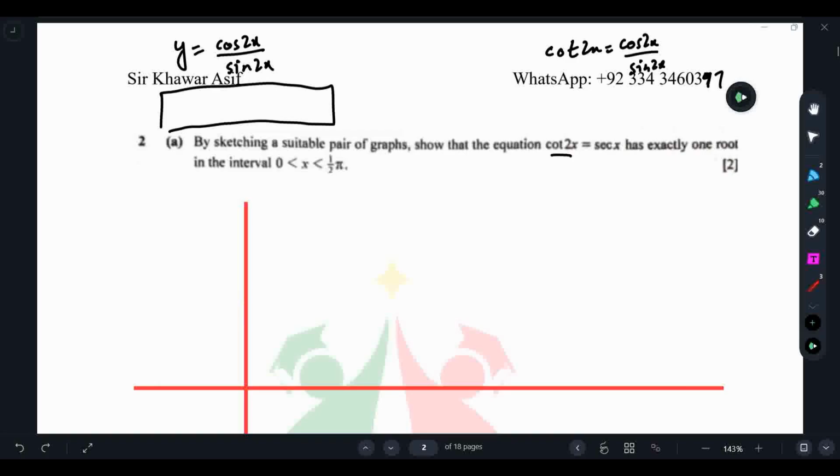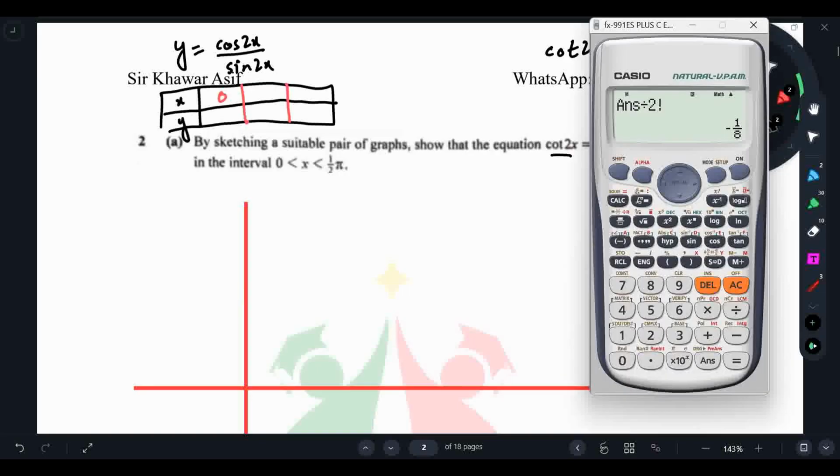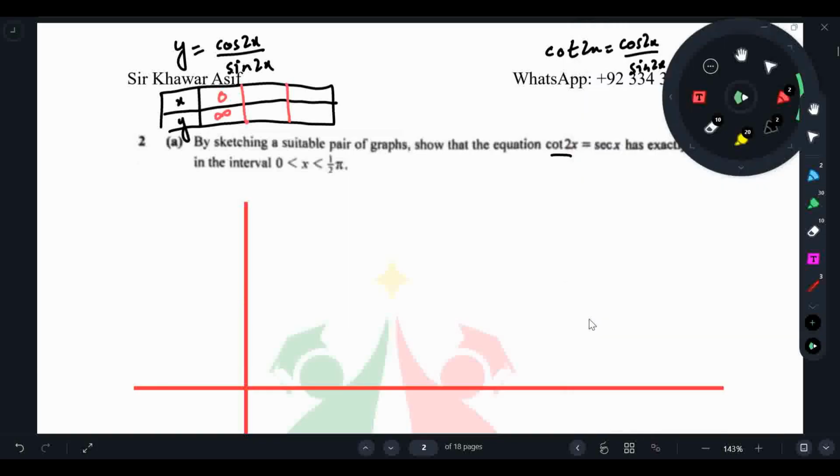I will choose three values and just see what will happen. I will put the value of x and we'll get the value of y. Now we can see when x is 0, let me check this one. When x is 0, cos of 2 into 0 divided by sine of 2 into 0. So we can see that there is a math error, so infinity.